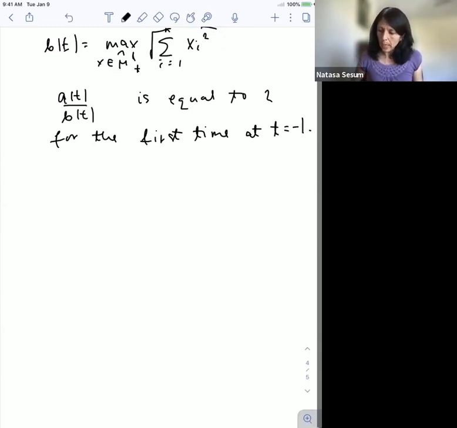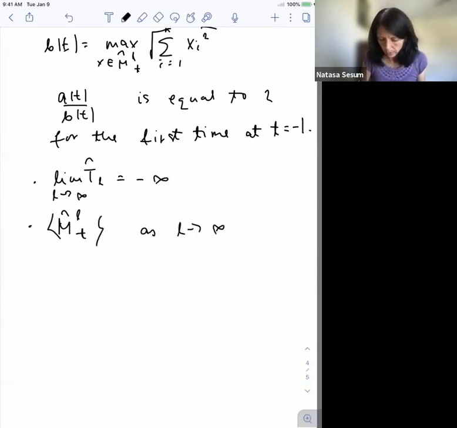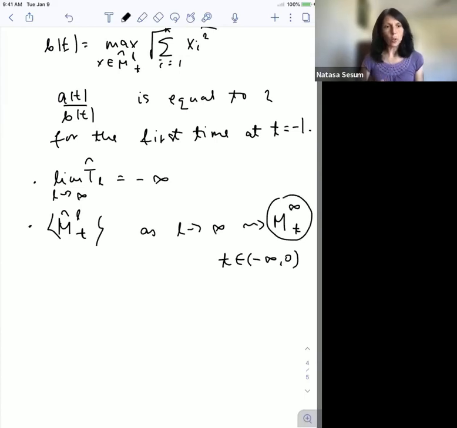And then you have to prove that the limit of t hat L is equal to negative infinity as L approaches infinity. And you have to argue, of course, that you can take the limit of this sequence as L approaches infinity to produce the ancient solution, which I'm going to call M infinity of t, and now t goes all the way from negative infinity up to 0. And this will be our ancient solution.